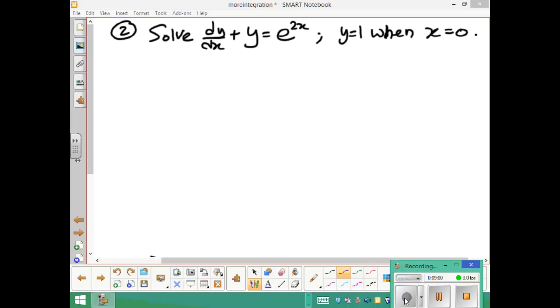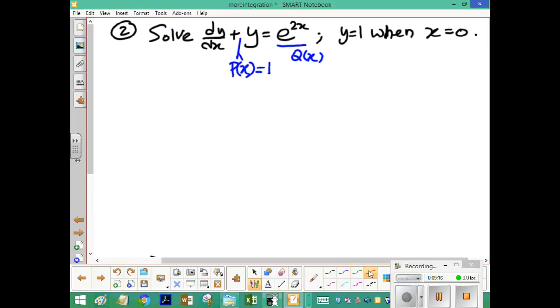Here we look at another example on how we're going to apply the integrating factor to solve this particular problem. Here you can see that here is my p of x, and p of x in this case is actually 1. Here is my q of x. All right, so this is in that particular form, and I can use the integrating factor.